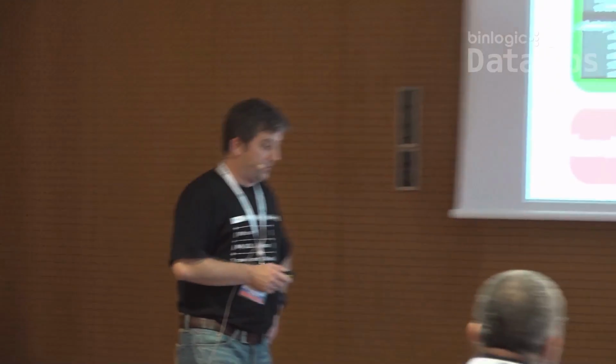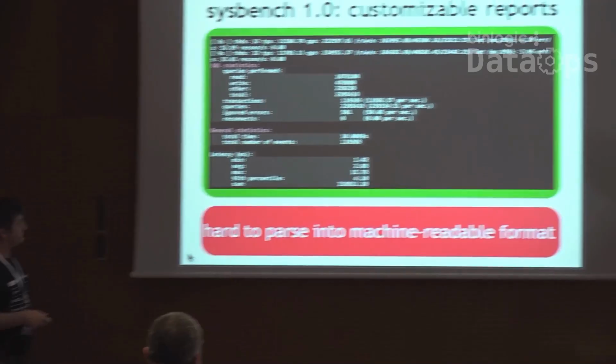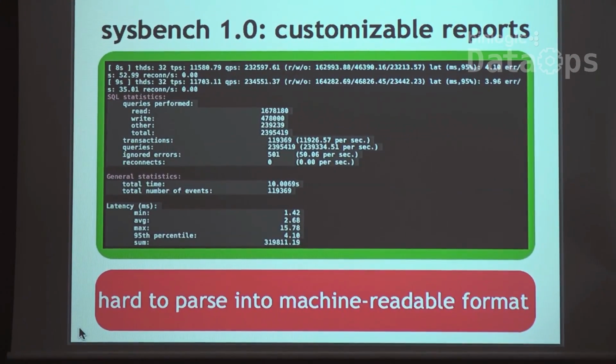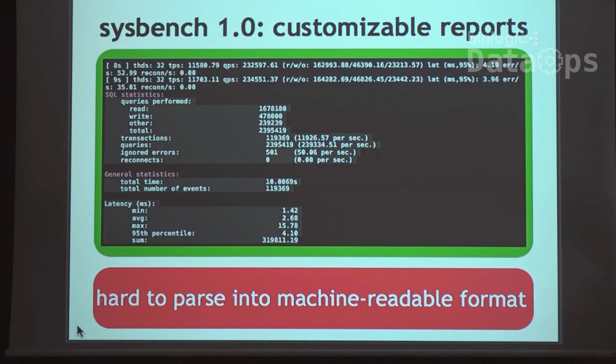What else is new in Sysbench 1.0? It's now possible to customize reports produced by Sysbench. Here's the default human-readable reporting format in Sysbench, which I think is massively cool. It's easy on the eyes, but it's a little hard to parse into machine-readable format, which is what you want to do when you want to aggregate and, for example, visualize your benchmark results.